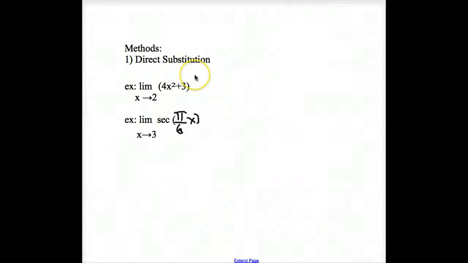You should always use direct substitution first, no matter what other way you're going to try to possibly solve a limit analytically. Always try direct substitution first. If that doesn't work, then you can choose the other methods, but you must always try direct substitution first. And it is as you would expect.